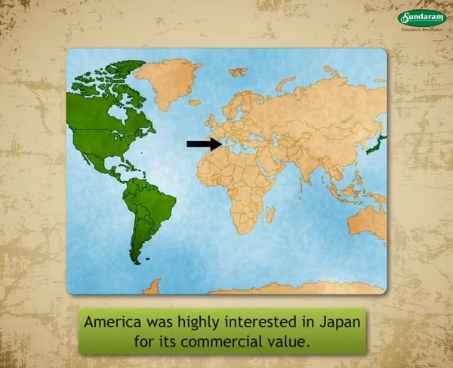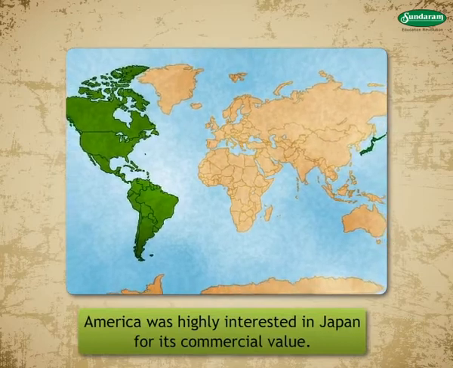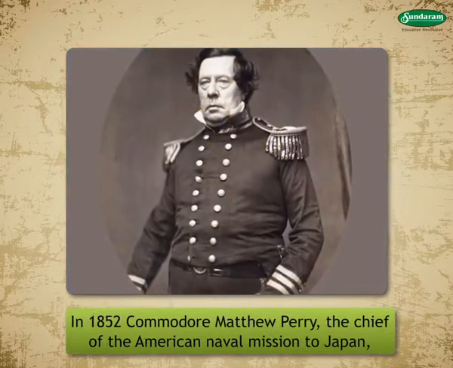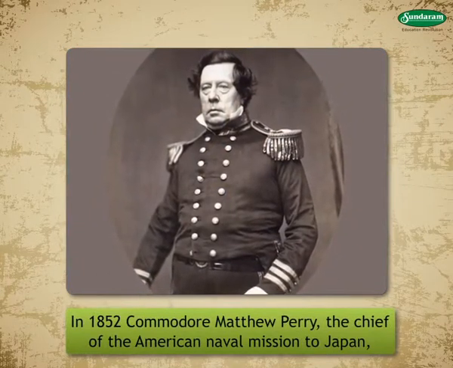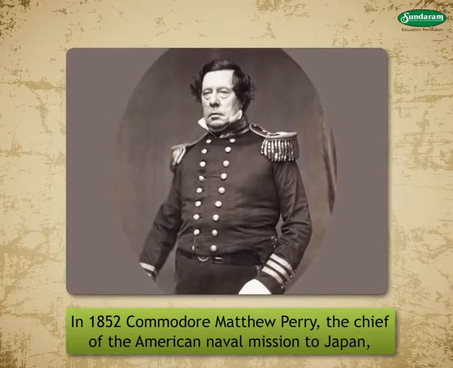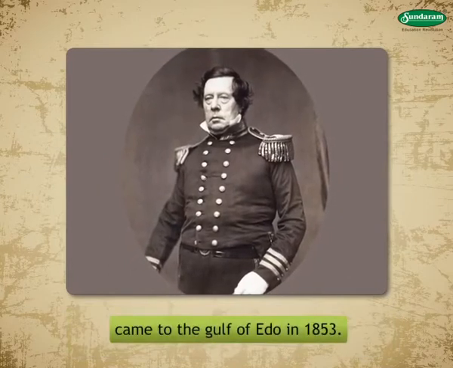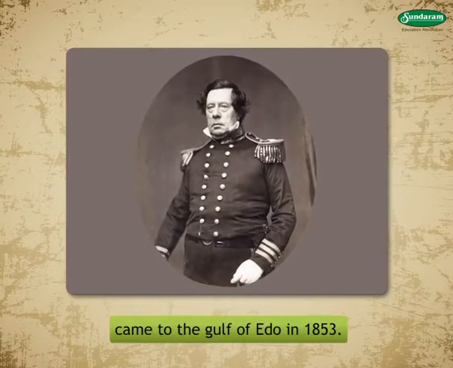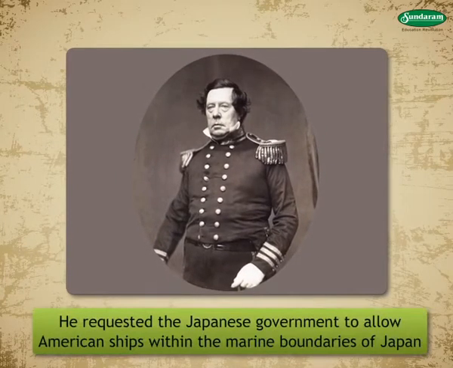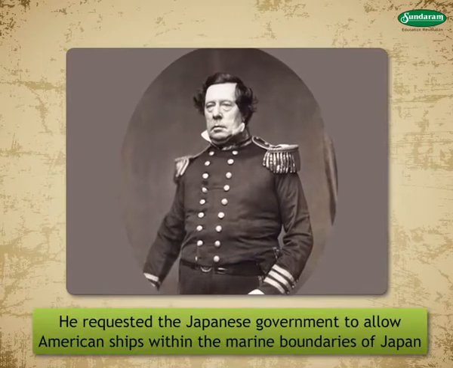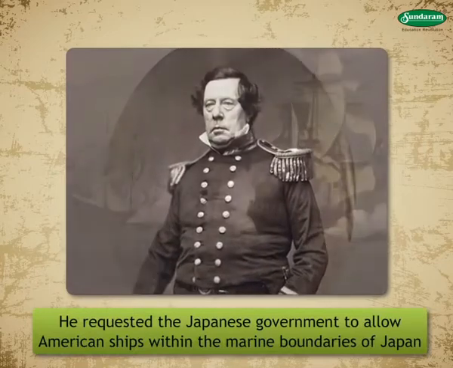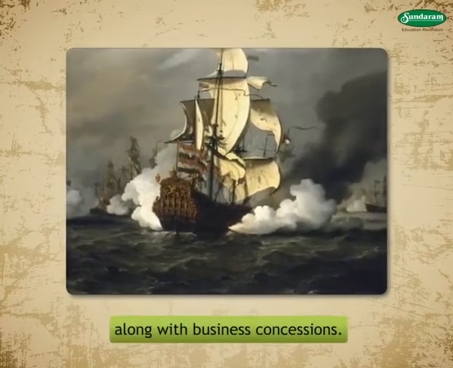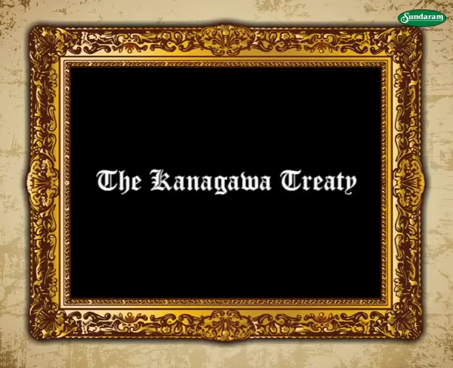America was highly interested in Japan for its commercial value. In 1852, Commodore Matthew Perry, the chief of the American Naval Mission to Japan, came to the Gulf of Edo in 1853. He requested the Japanese government to allow American ships within the marine boundaries of Japan along with business concessions. The Kanagawa Treaty.